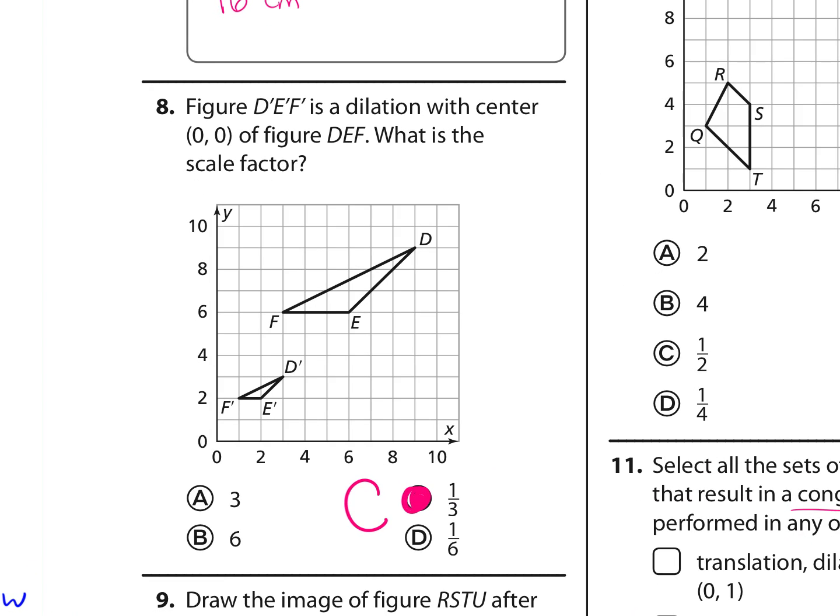Number 8, what's the scale factor? Well, notice that it is getting smaller. So it's a number that is less than 1. So it can't be A or B. And how much smaller is it getting? Well, we could look and compare. From D to D prime, it is going from 9, 9 to 3, 3. So what it's doing, it's taking the original xy and it is multiplying the x by 1/3 and the y by 1/3 every time.